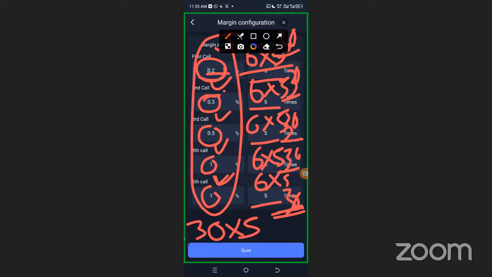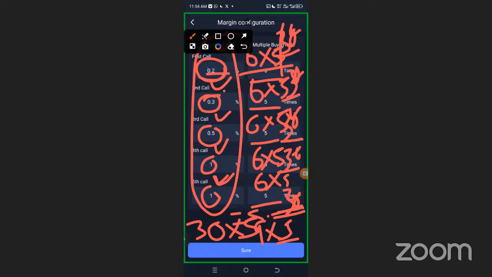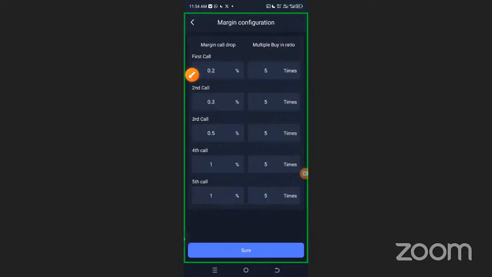Are we together? Or you can count the figure here. 30 plus 30 plus 30 plus 30 plus 30, then times 5. Are we together? Here, times 5, you get the answer. The answer you get will be equivalent to your remaining capital of $170.